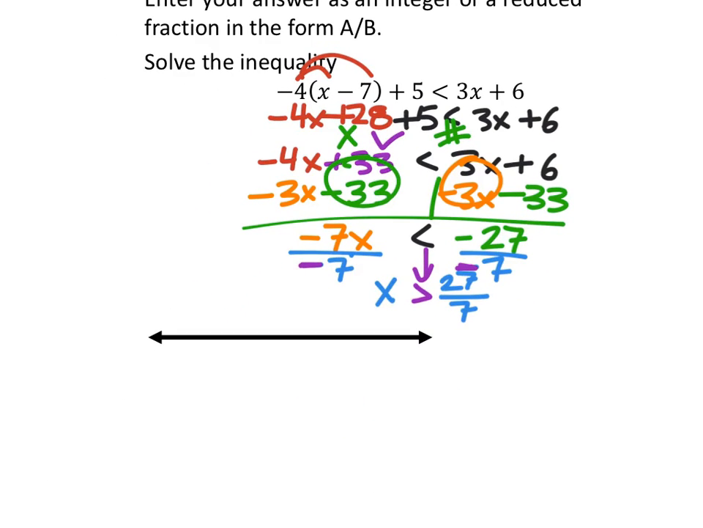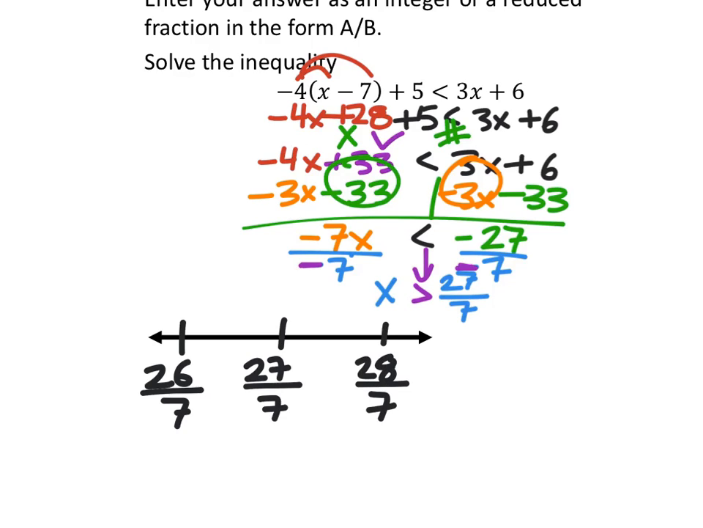So right in the middle, I would have the 27/7. To the left, I'd make that 26/7. And to the right, 28/7. So at 27/7, x is greater than that, not equal to, so I got an open circle there. Like this. This one is eating the x, so the line goes to the right. Boom.